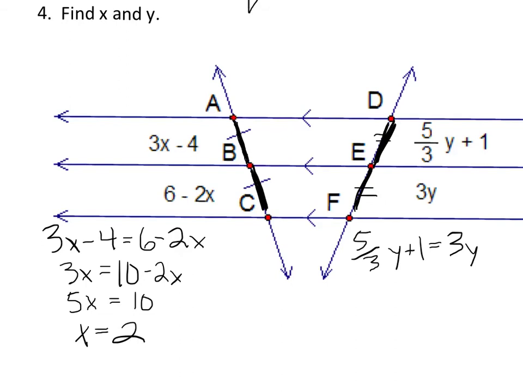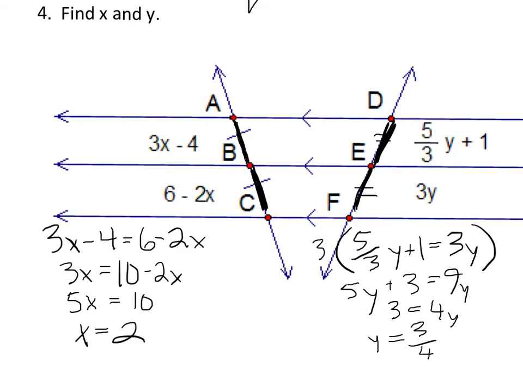Now I have a little trick. I sometimes don't like to mess around with fractions. So I'm just going to take this whole thing times 3. Every single piece. And I do that so I can get rid of that 3 on the bottom there. So I'm going to be left with 5y, because I have 3 over 3, plus 3 equals 9y, and that got rid of my fraction. You don't have to do that, but it's just a little clearer way of doing it. And then you subtract 5y, so 3 equals 9 minus 5, which is 4y. Divide both sides by 4, you get 3 over 4, which I get a fraction again, but it's a little easier to get to.